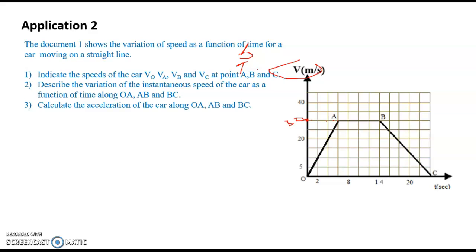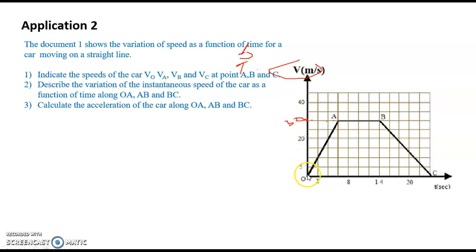Now, application 2, studying the variation of V as a function of time graphically. Document 1 shows the variation of the speed as a function of time for a car moving on a straight line. So here we are back to stressing that we're studying the case in which an object moves in one dimension and in one direction along a straight line. Indicate the speeds of the car, VO, VA, VB, and VC, at points O, A, B, and C.